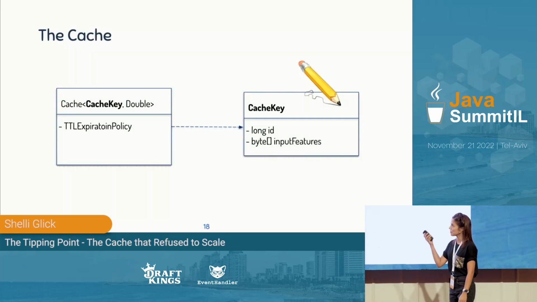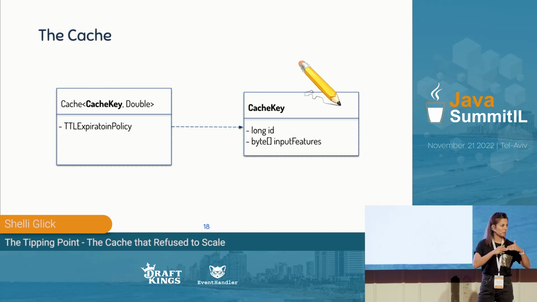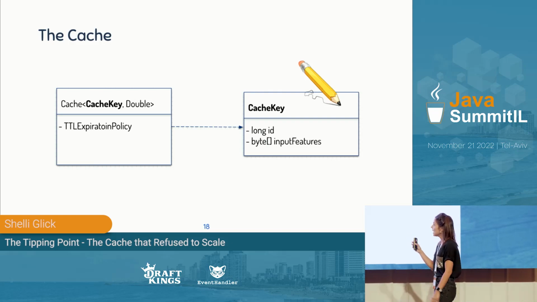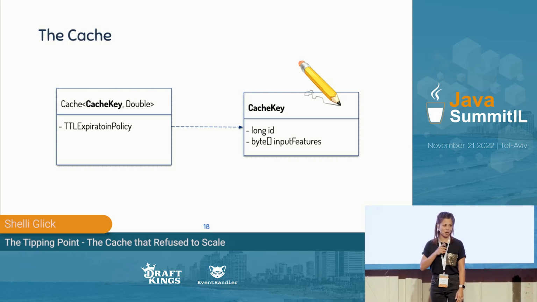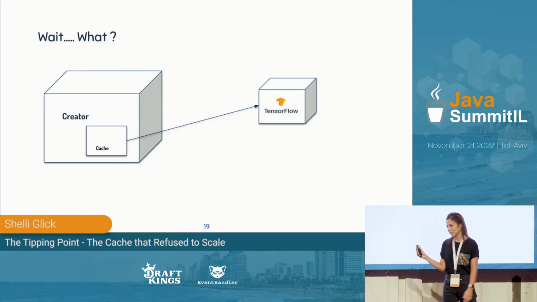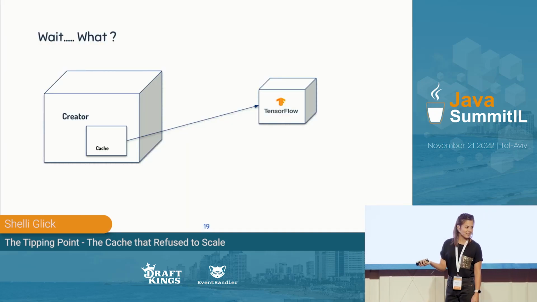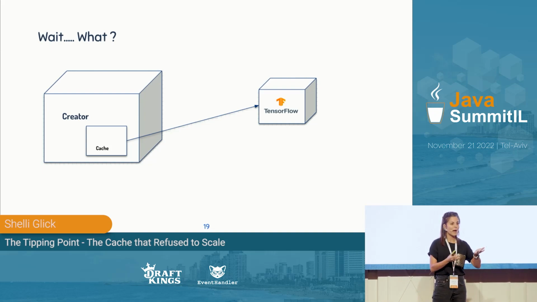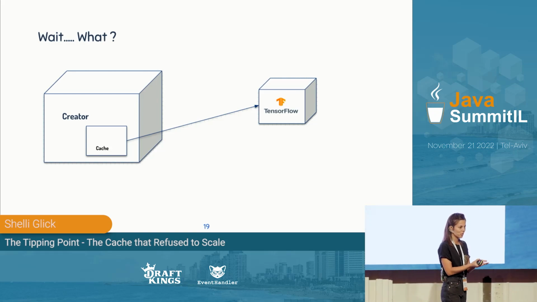So the cache design was something like this. Under the hood, we'd be running with a simple Guava cache with a simple TTL expiration policy. And our cache key would be composed of a long and a byte array. But hold up. There's something wrong with our solution, right? I don't know if you followed, but our goal was data freshness. So how can we cache some result, which by definition is a compromise over freshness?